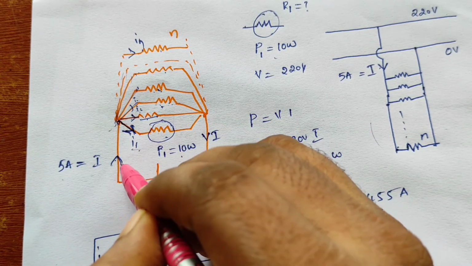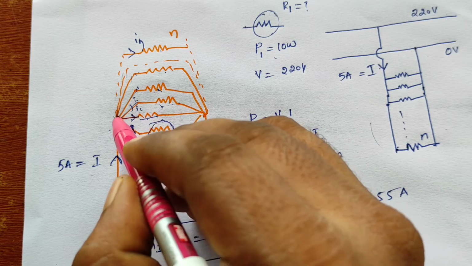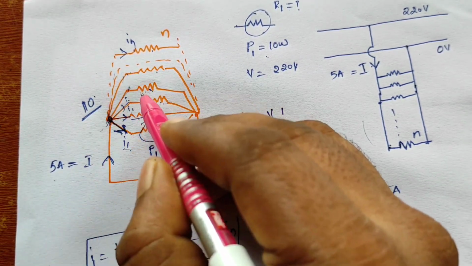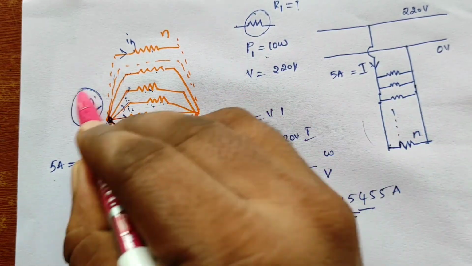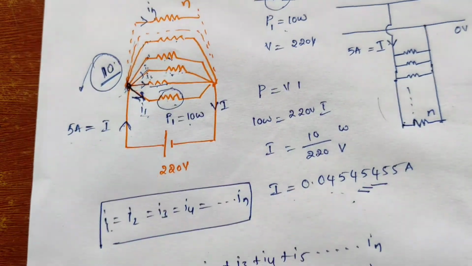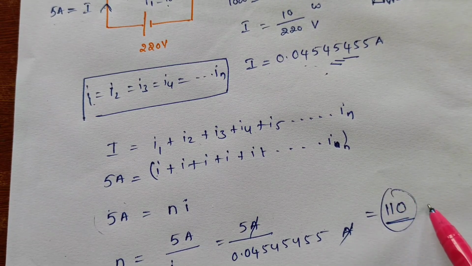So at this node, we got sub branches. How many branches we have means 110 branches. 110 branches means what? 110 resistors will be there, right? Like that we can simply say it. I mean, without doing big calculations, simply we can say that we need 110 resistors.